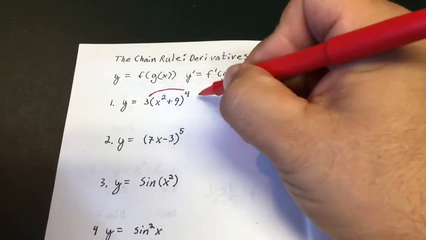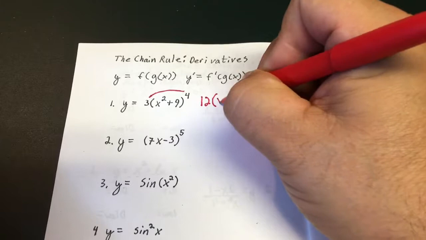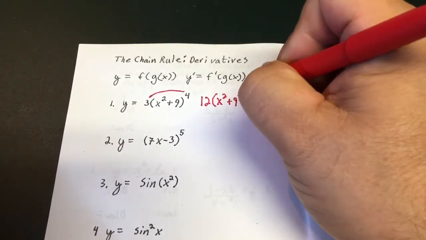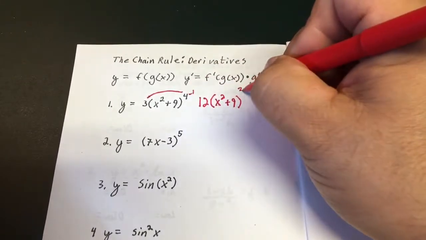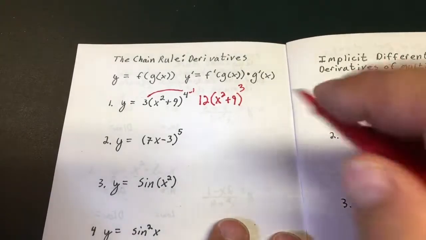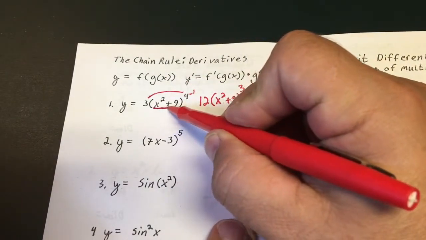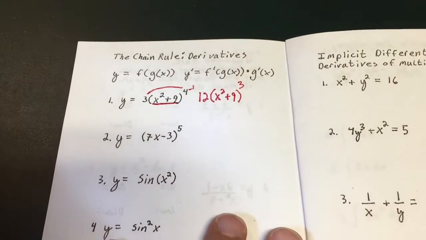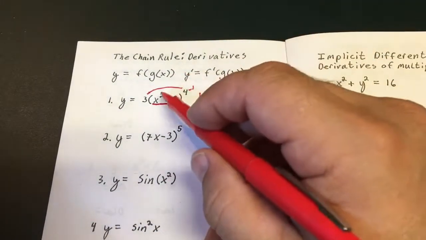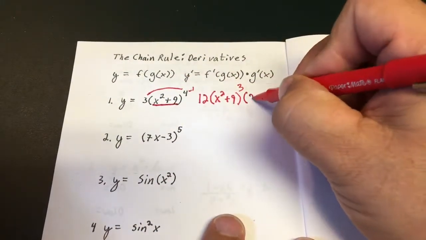Well, 4 times 3, well, that's 12. And then this is x squared plus 9 still. Don't forget you have to minus 1 to the 3rd power. Now, the only thing different from the power rule is you have to now take the derivative of the guts of that expression. And so the derivative of x squared plus 9 is just 2x.